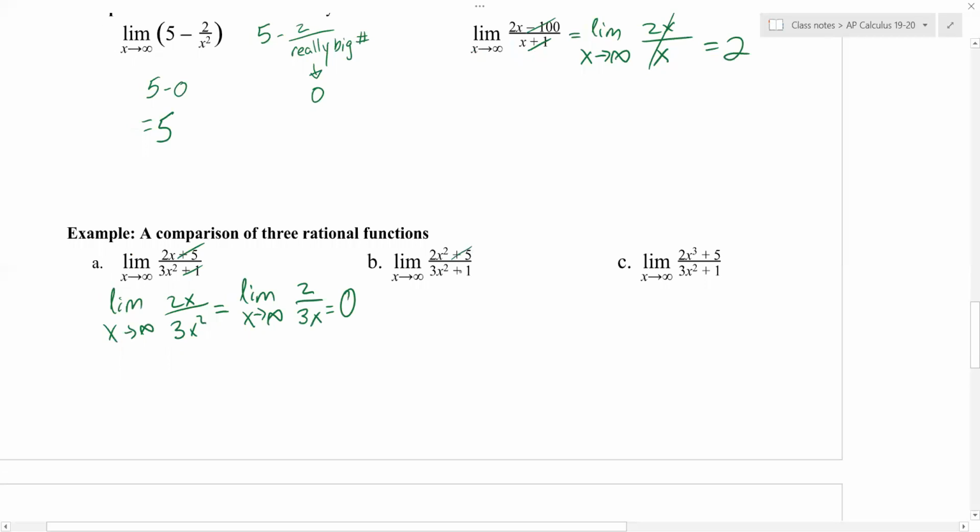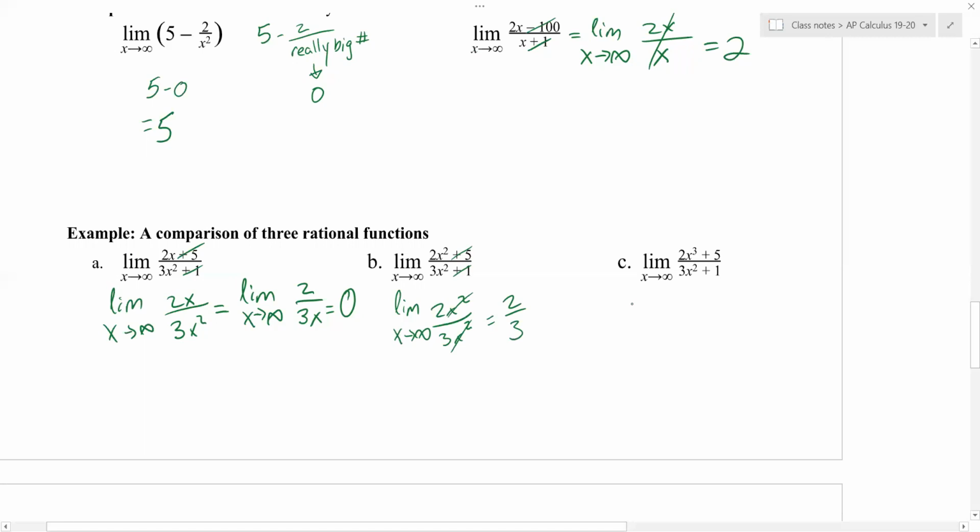In this case, when we cross out our constant terms, we notice that we have the same thing in both the numerator and the denominator. We get the limit as x approaches infinity of 2x squared over 3x squared. These both cancel out, and we're left with 2 over 3.